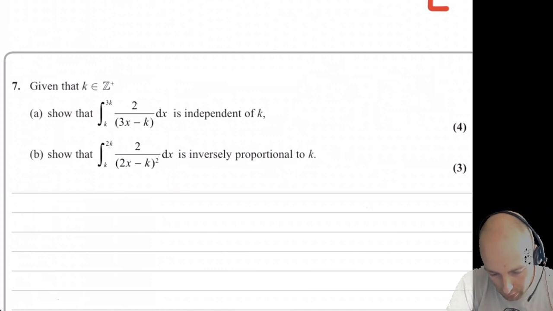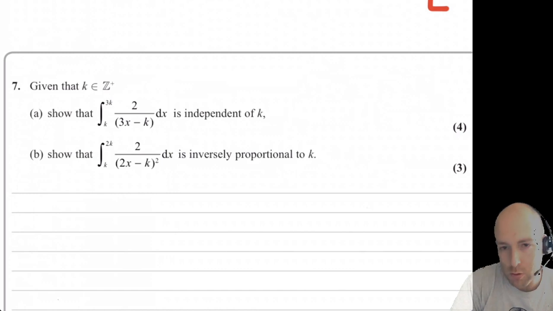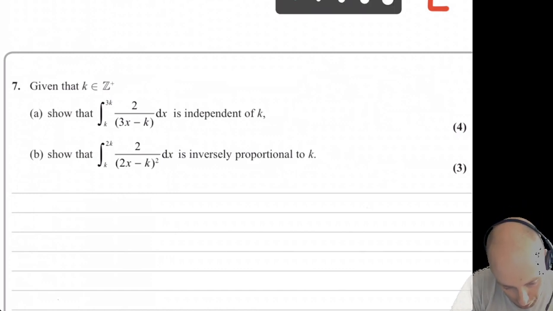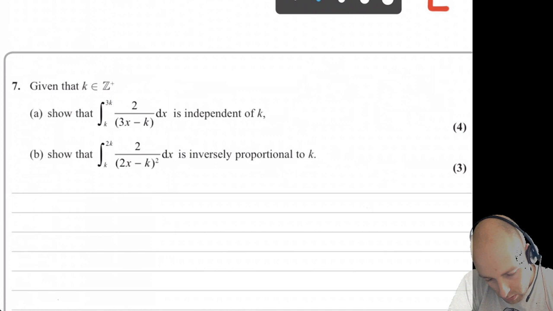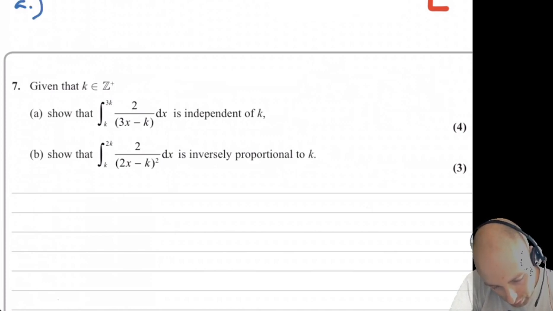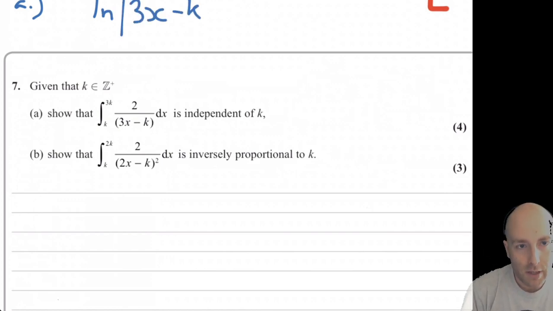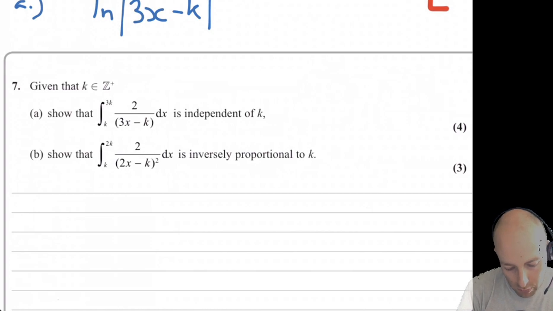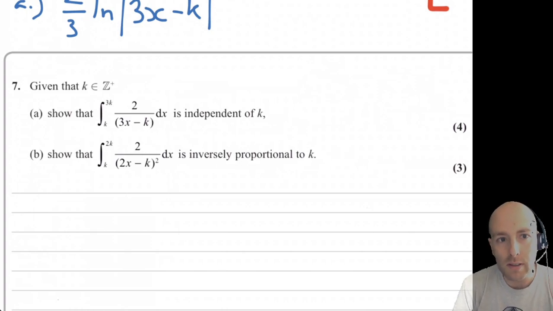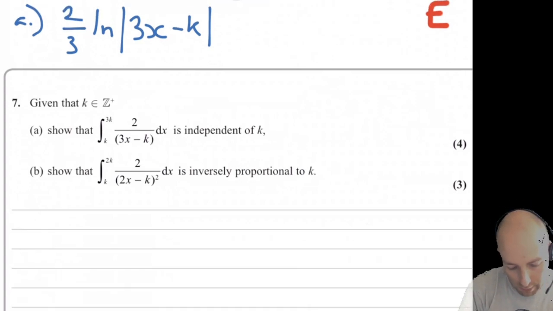So let's do it. The main bit of this question though was just to do the integral and look at the result you get. So for part A, we will get ln of 3x take k. Now if we differentiate that, we'd get a 3 out the front, so we don't want the 3, and we do want a 2 out the front. So that's what you should get for your answer.